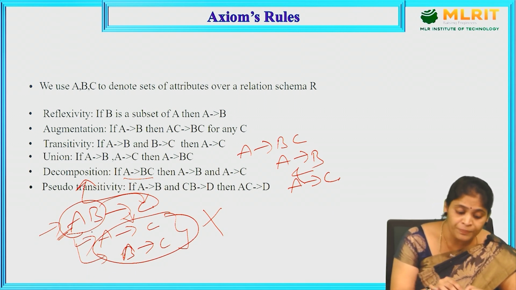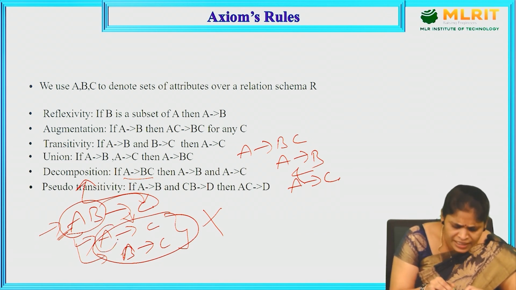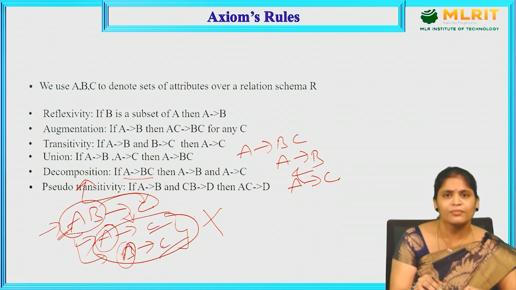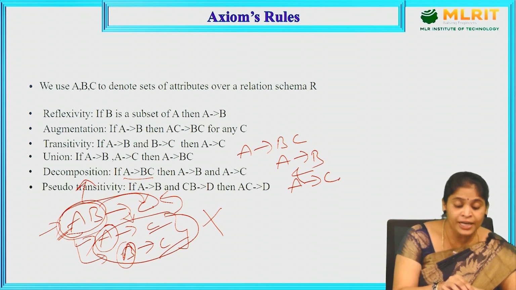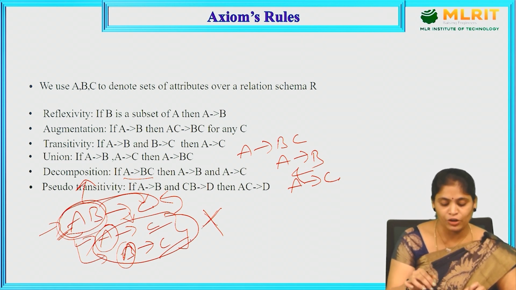If I decompose, what would I be delivering here? Single A uniquely derives C and B uniquely derives C. That is not the case here. What is the FD here? AB combined derives C. That is my intention. So, in this way, we cannot decompose.